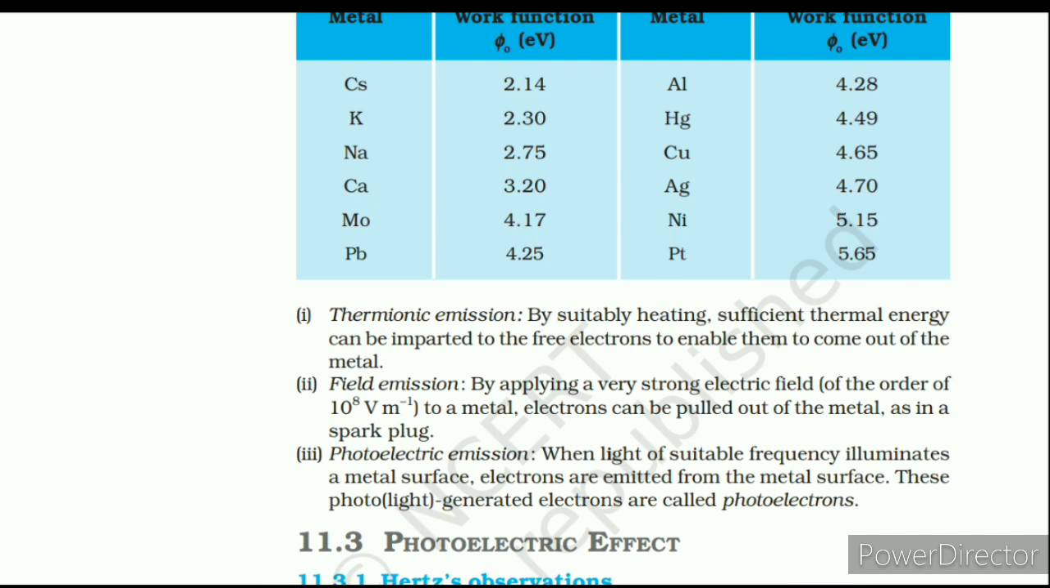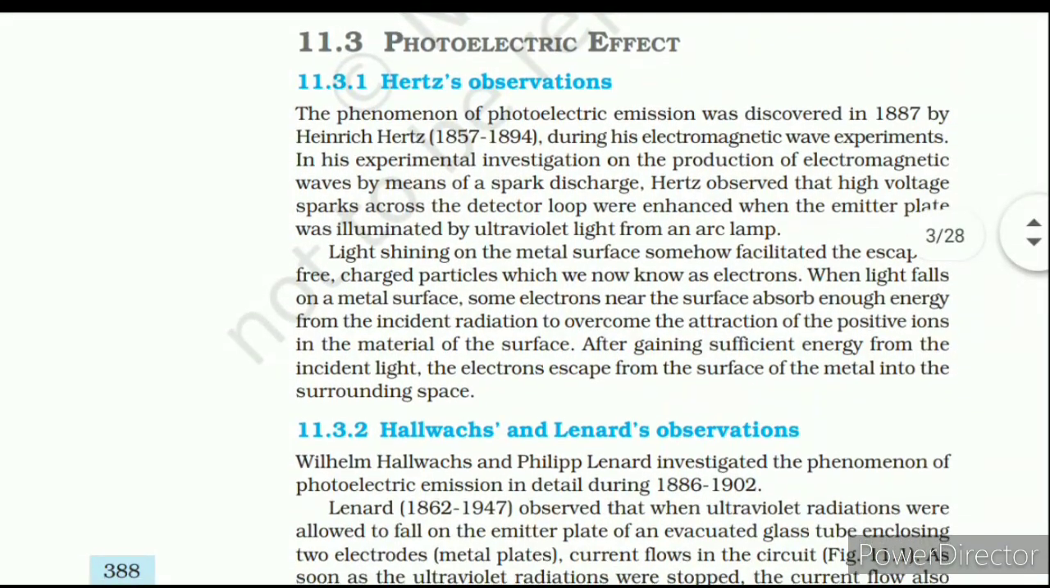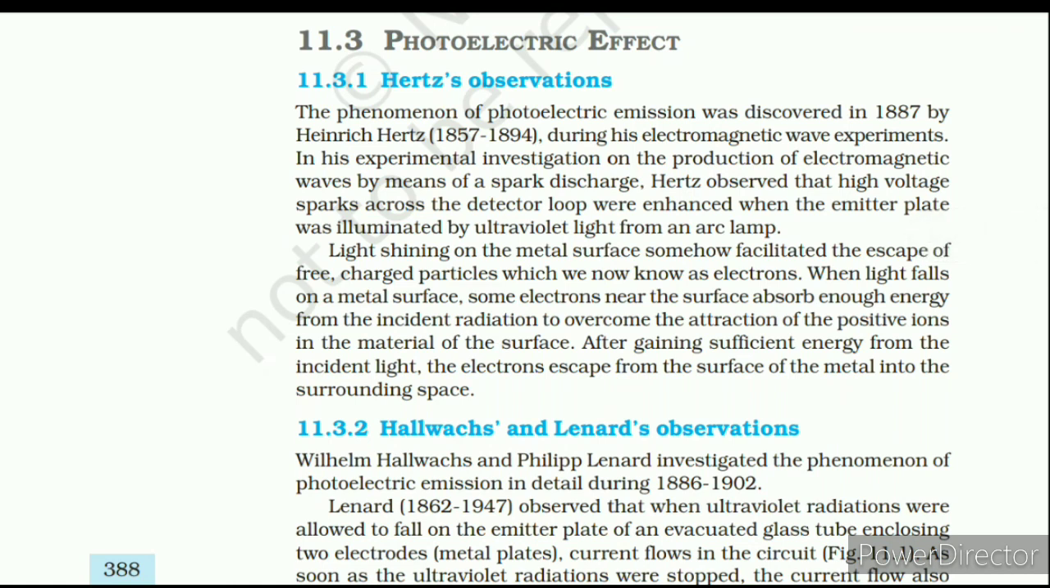When light falls on a metal surface, some electrons near the surface escape. 11.3.2 Hallwachs and Lenard's observation. Wilhelm Hallwachs and Philipp Lenard investigated the phenomenon of photoelectric emission in detail during 1886 to 1902. Lenard observed that when ultraviolet radiations were allowed to fall on the emitter plate of an evacuated glass tube enclosing two electrodes, current flows in the circuit. As soon as ultraviolet radiations were stopped, current flow also stopped.